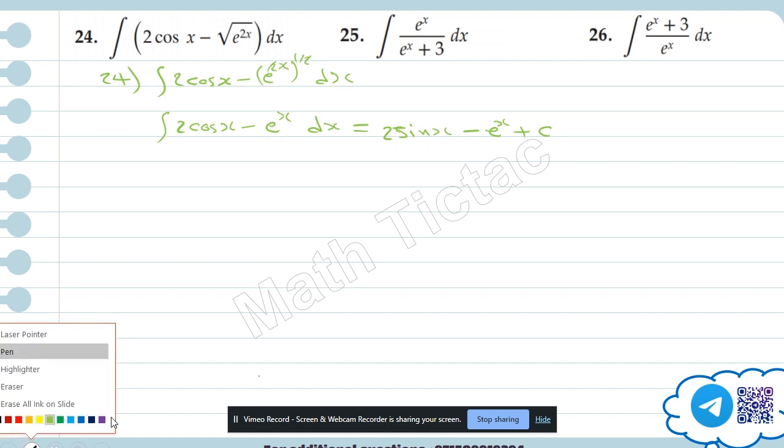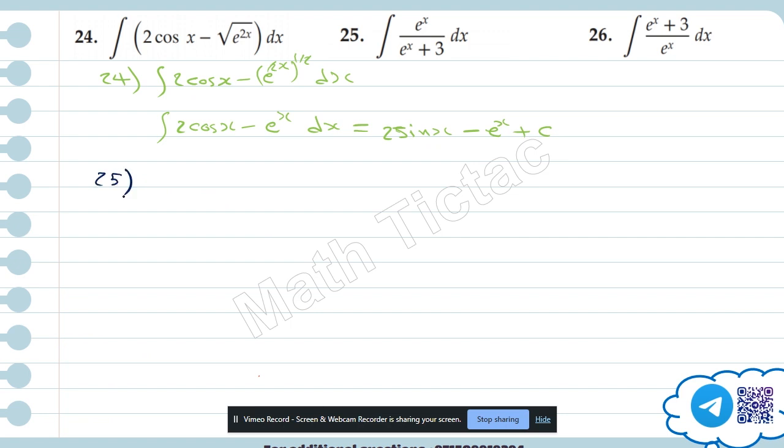Directly, let's move to the next question, which is question 25. We have the integration of e to the power x over e to the power x plus 3. Again, we have a numerator and a denominator.